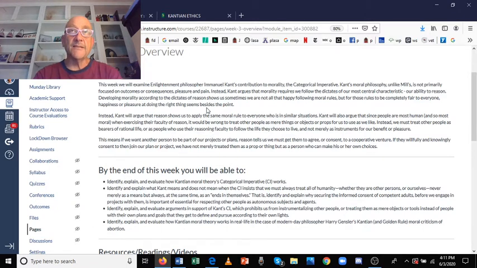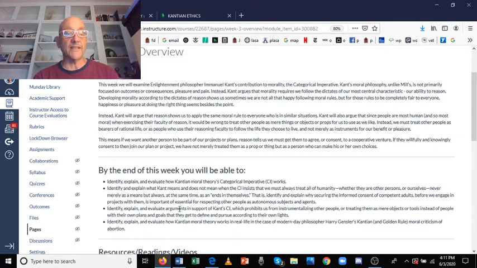This means, and we'll see this today, if we want another person to be part of our projects, to include people, family, friends, neighbors, people at school, people at work, in your projects. Reason tells us we must get them to agree or consent to a cooperative venture. If someone willfully and knowingly consents to join your plan or project, we haven't treated them merely as a prop, but as a person that can make their own choices.